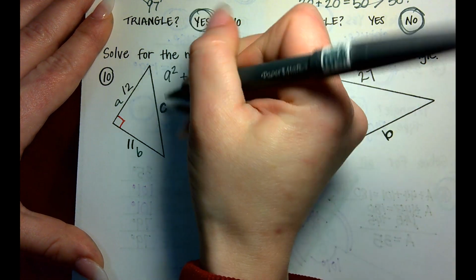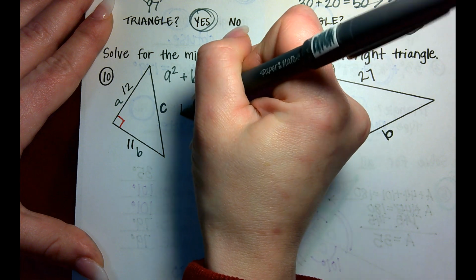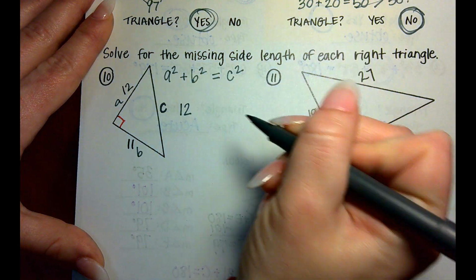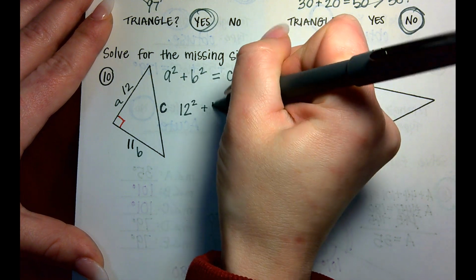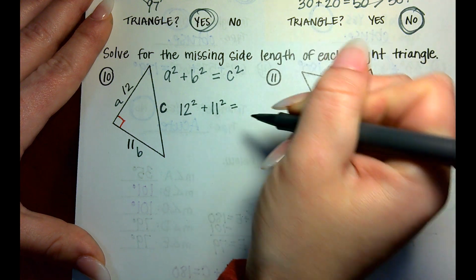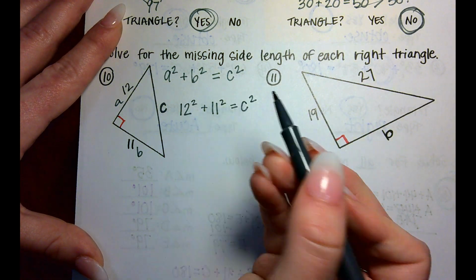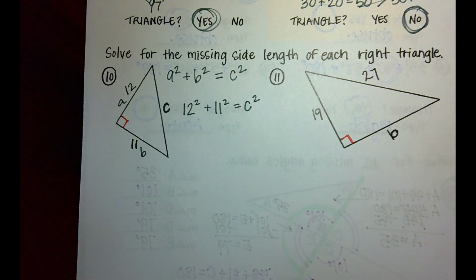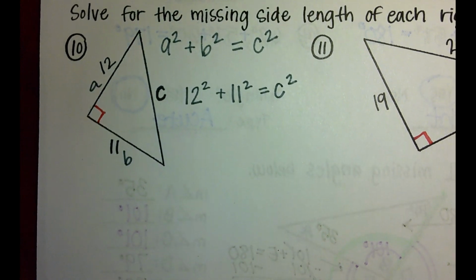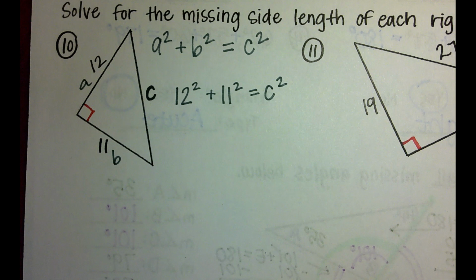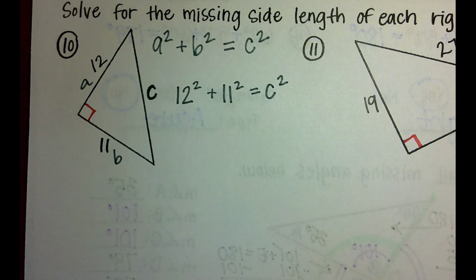You write 11 squared. Well, I have it as A. Gotcha. So I put it as 11 squared plus 12 squared equals C squared. Perfect. You can either do 11 squared plus 12 squared equals C squared, or 12 squared plus 11 squared equals C squared. It is the same problem. Okay, so I have it set up. What do I do first?